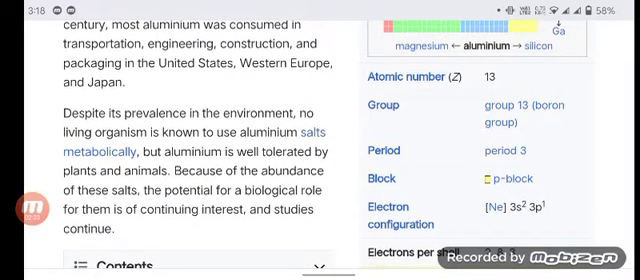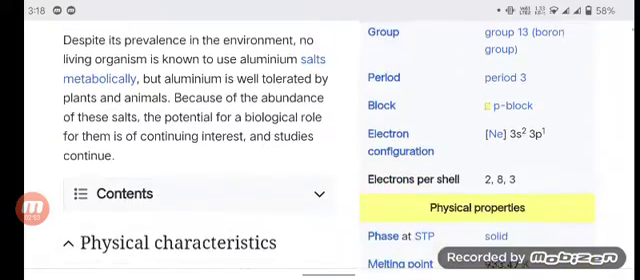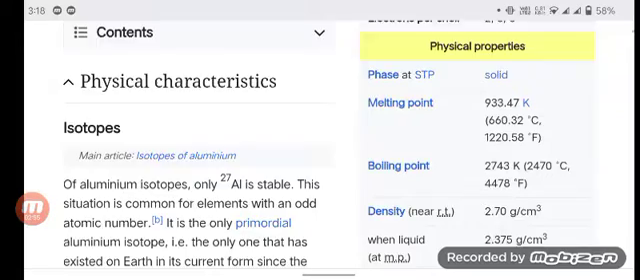Despite its prevalence in the environment, no living organism is known to use aluminium salts metabolically, but aluminium is well tolerated by plants and animals because of the abundance of these salts. The potential for a biological role for them is of continuing interest, and studies continue.